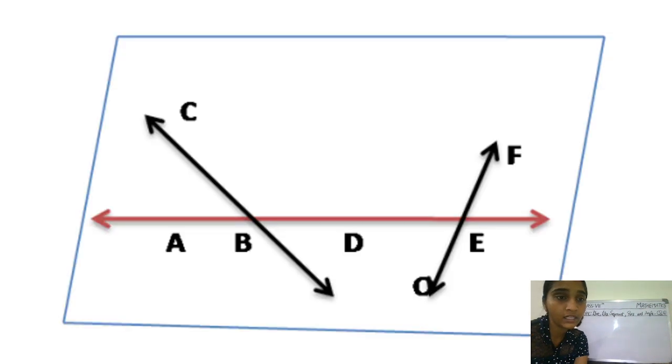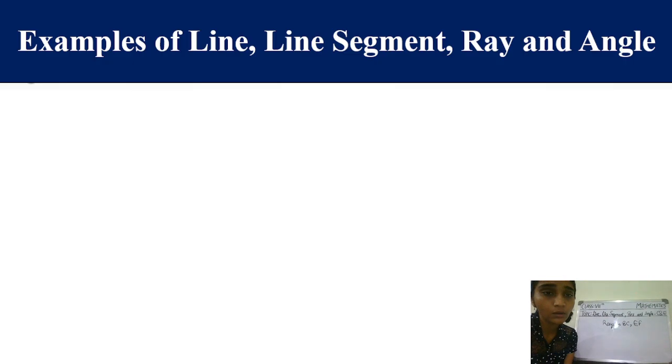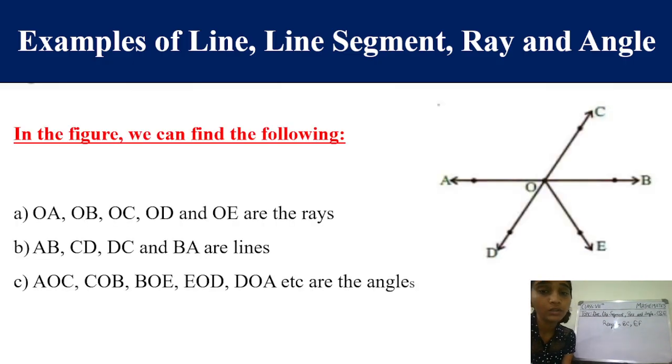If I ask you to name one ray in this figure, where are you able to see one ray? Very good. You must be getting it right, it could be BC or EF, right? These are rays. As examples, there is BC and there is EF. Okay, very good, students. Now let's see what we have to do in this figure.